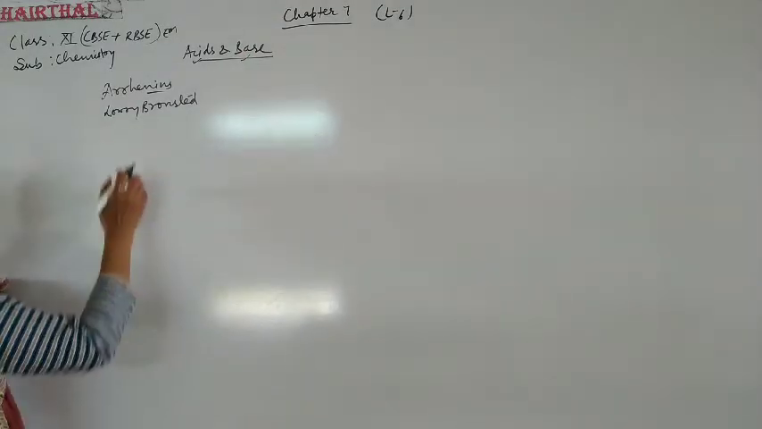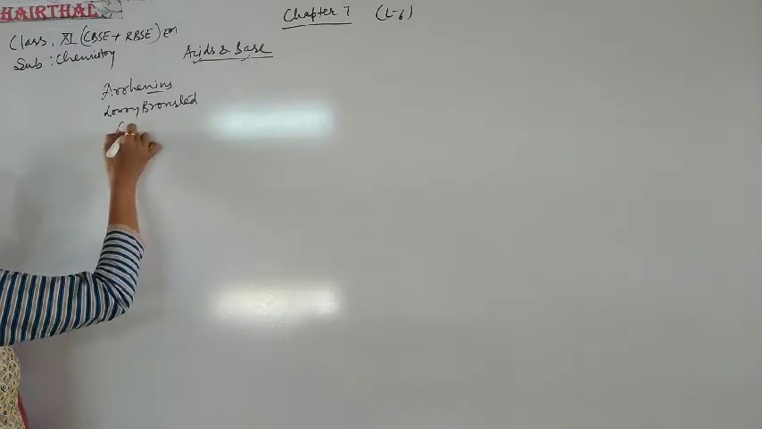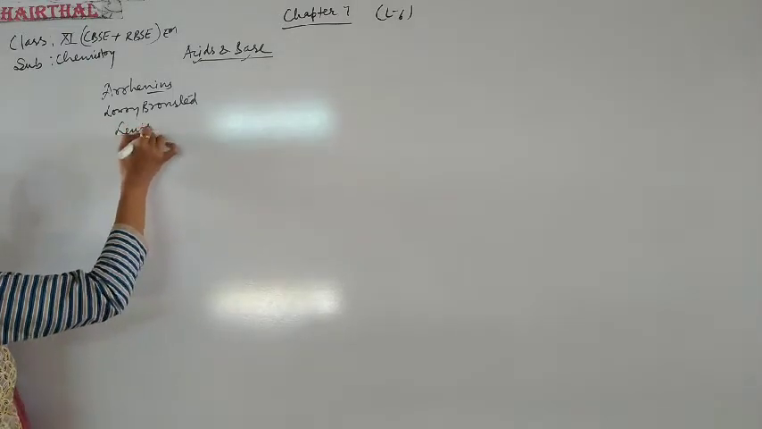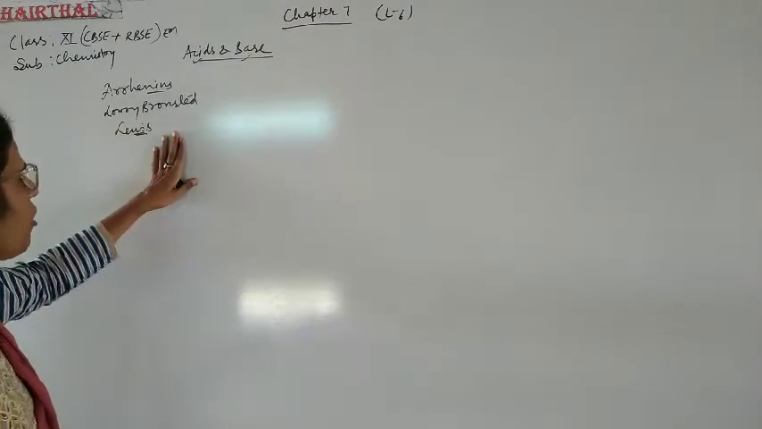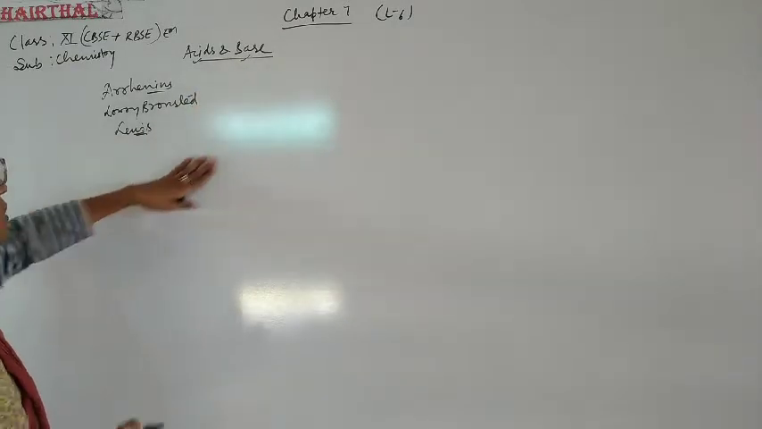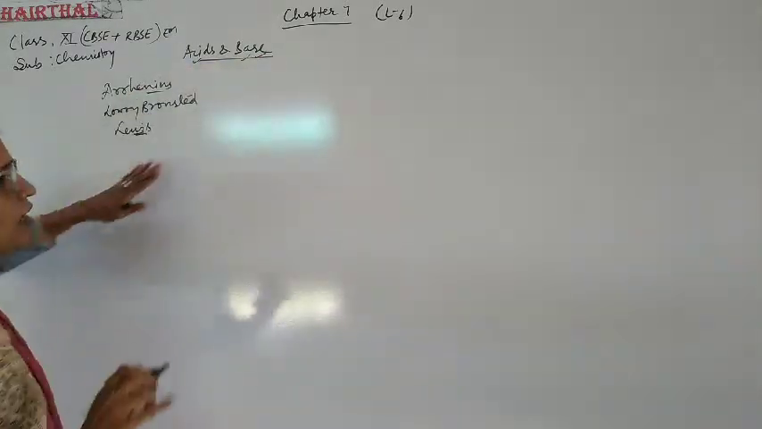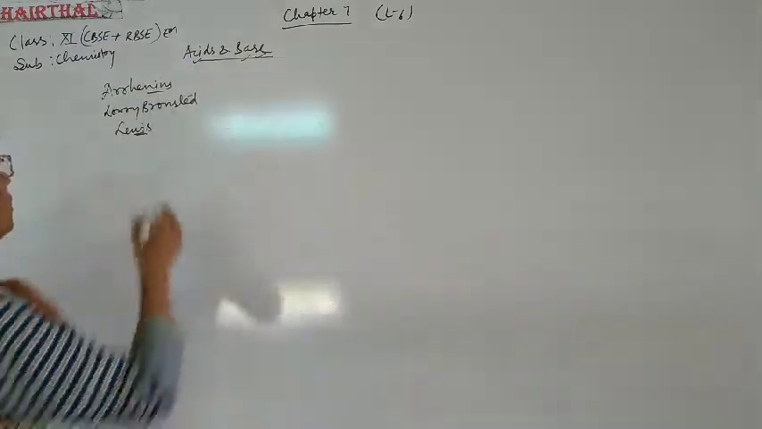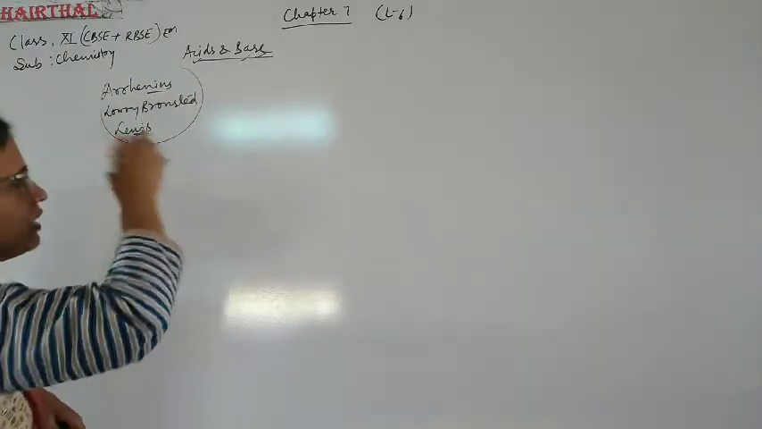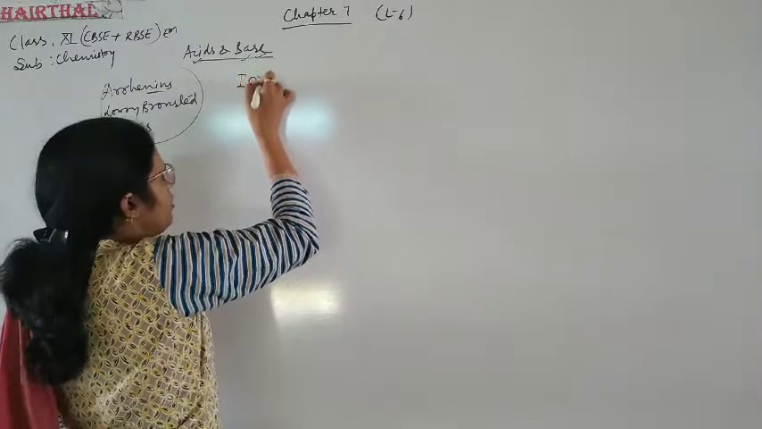And in Lewis theory, according to Lewis, lone pair donors are bases and lone pair acceptors are acids. Okay, so we discussed this. Now first of all come to the ionic equilibrium.